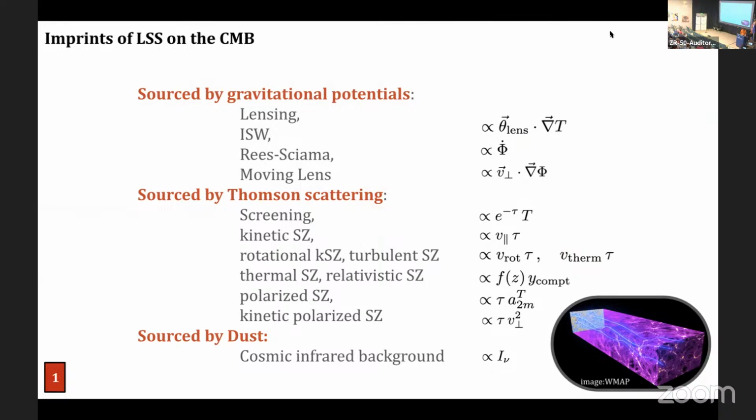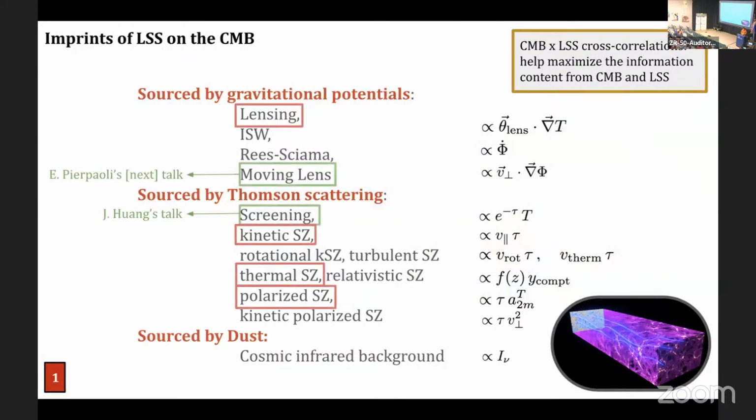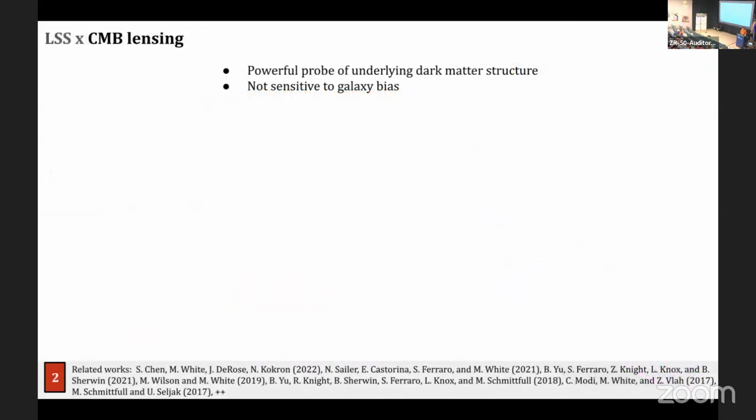And talk about how the cross correlations with large-scale structure surveys, in particular with Spec S5 in mind, will really help us to maximize the information content in the CMB in the context of these imprints in the near future upon cross correlation. So I'll be talking about lensing and SZ effects, but there will be other talks that talk about some other such effects that follow. And I'll start with lensing. Of course, CMB lensing and large-scale structure cross-correlations.